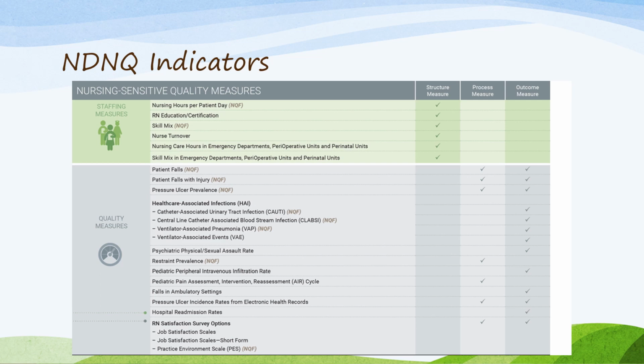Ventilator-associated pneumonia, central line catheter-associated bloodstream infections, and ventilator-associated events. Okay. All of these things are tracked, okay? Processes and outcomes are tracked, okay? And then we also send out a questionnaire to patients.